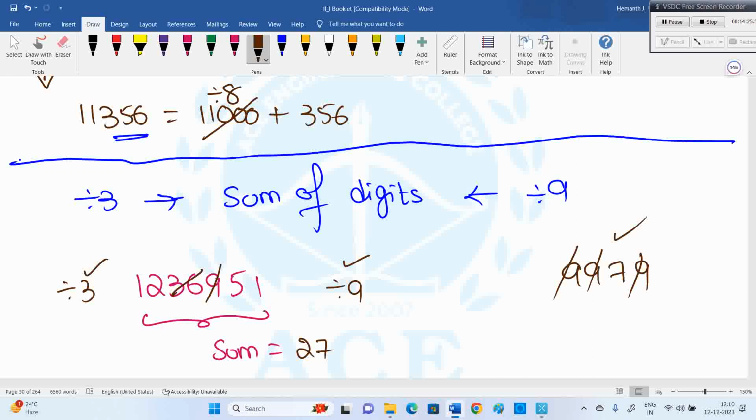This cancellation will save some time. 9 I remove, 3 plus 6 is 9, that combination you remove. Then you can focus on the remaining rest only. But the sum of digits for 3 and 9 is all about this rule. Divisible by 3 or divisible by 9, if you want to check the entire number, you have to do it like this.